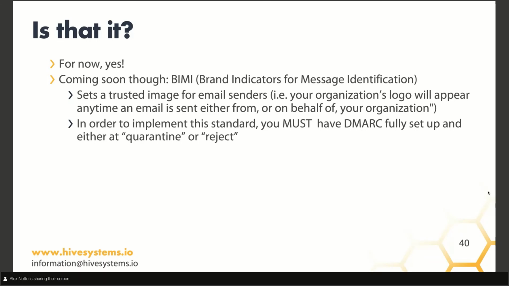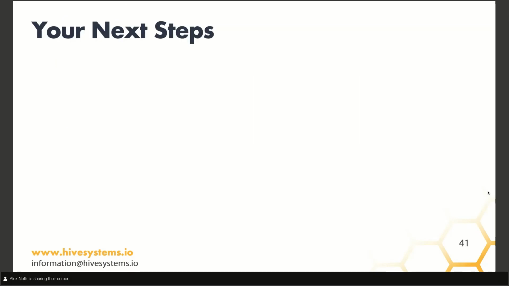The only way, though, that you're going to be able to implement BIMI when it officially gets released across a broader set of email providers is you have to have DMARC fully set up, and you have to either be in the quarantine phase or the reject phase. So that means that you have to have your SPF, your DKIM, and then at least be into about step 3 or 4 of that strategy that we talked about for your DMARC records.